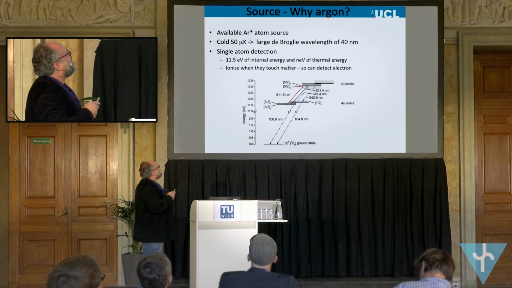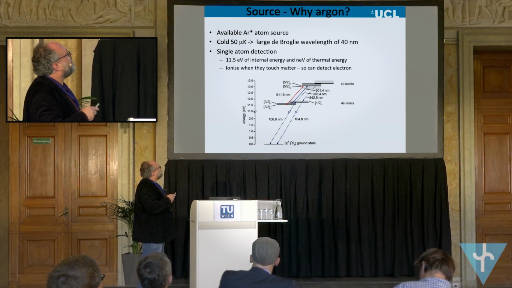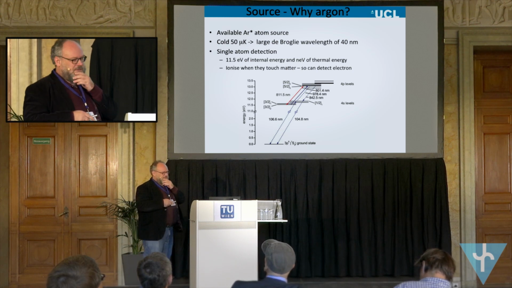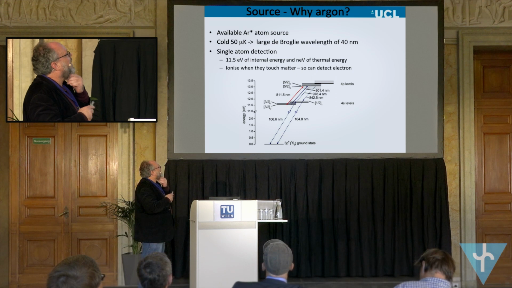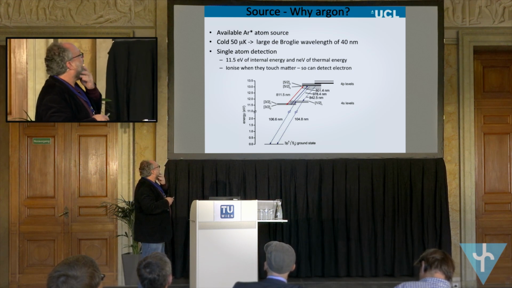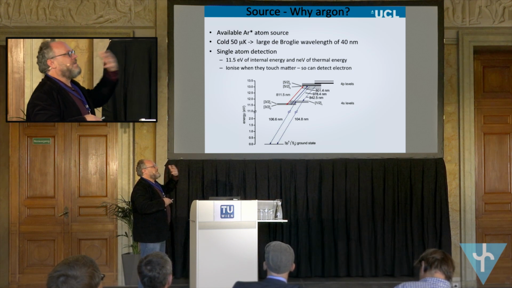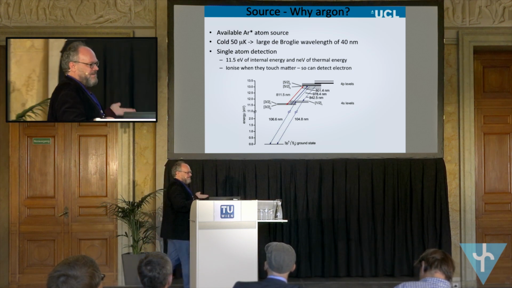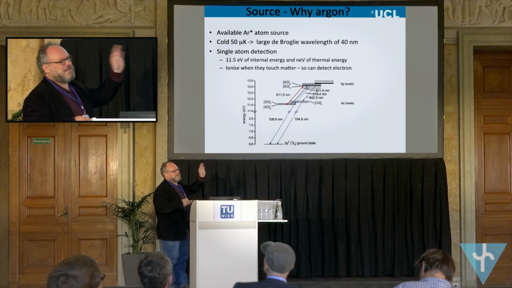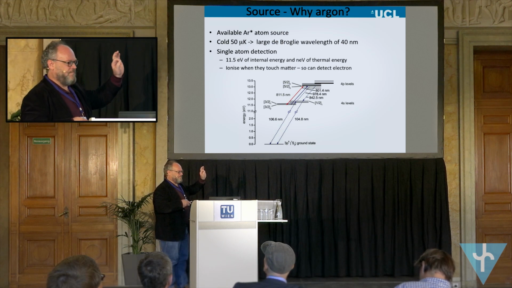It's at 50 microkelvin, so it has a large de Broglie wavelength. And like the system that Rob Flack was talking about, this is nice because it's sitting, not in our case 20 eV above ground, but about 11 eV. So when this hits a detector like a microchannel plate, you can detect a single atom hitting it.